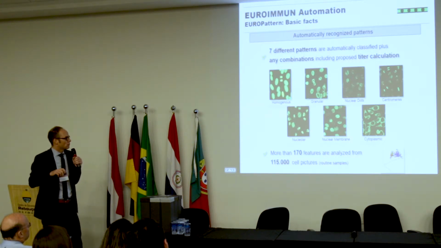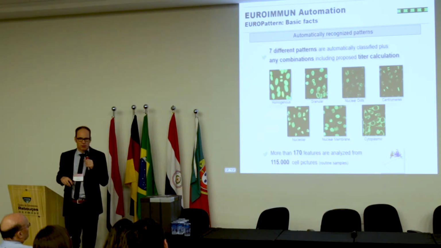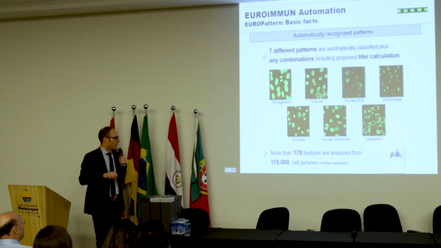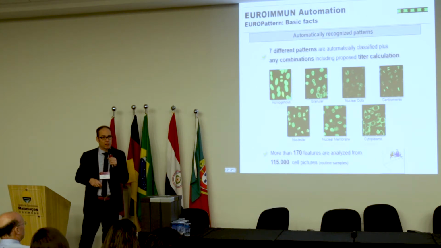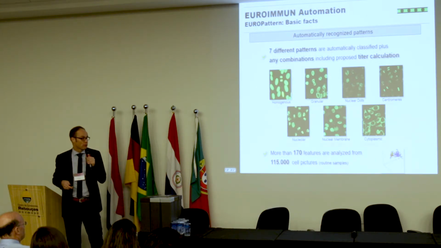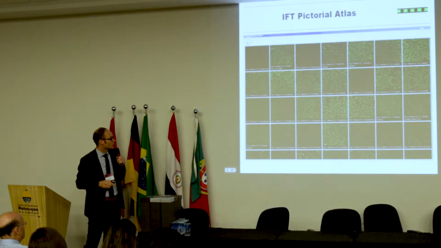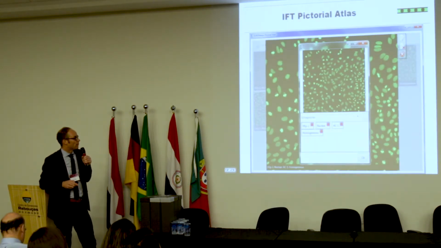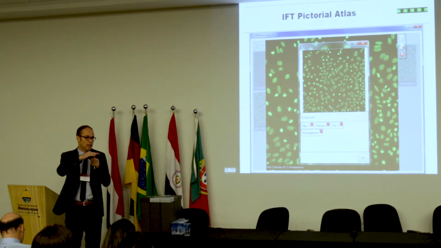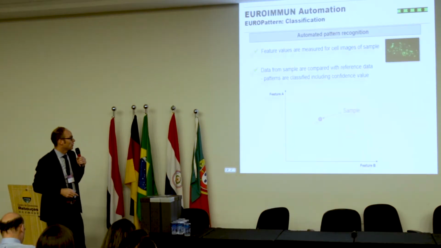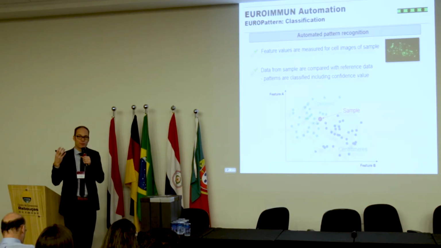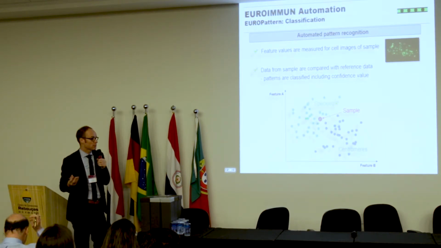And this is based on more than 100 different feature values. So it's a very complicated algorithm, and 150,000 cell pictures from routine samples are in the background as a training database for this software. I mentioned already the pictorial atlas, which you can use to train your own people and also to have a standardized cutoff value.